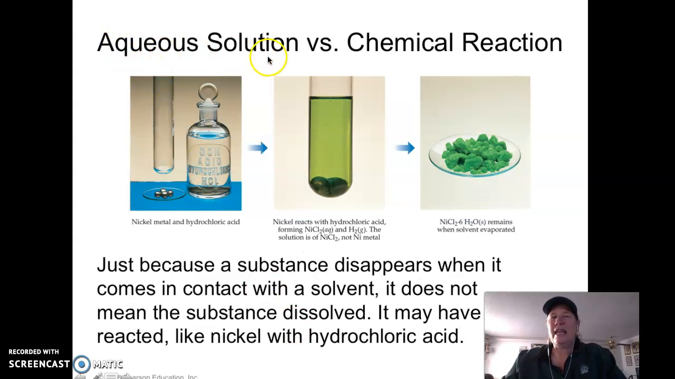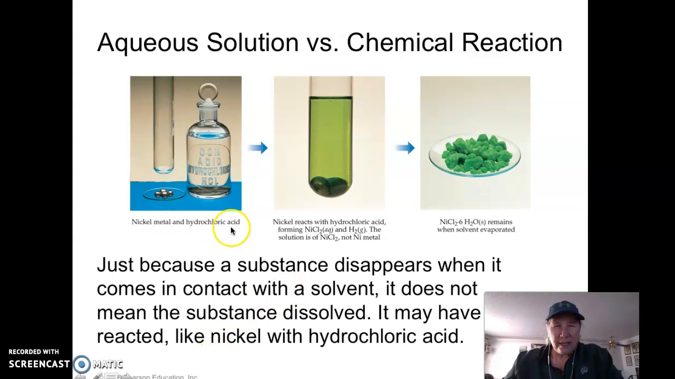Okay, anytime we say it's aqueous, that means it's dissolved in water. So an aqueous solution versus a chemical reaction. When we're talking about an aqueous solution, we're just dissolving something in water, okay? The substances are still the same. It's a homogeneous mixture or a solution. It is not a chemical reaction, okay?